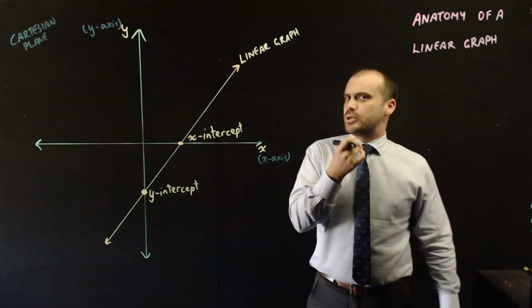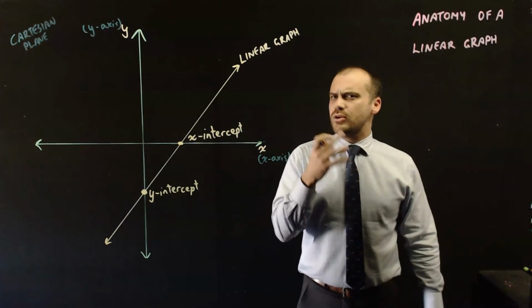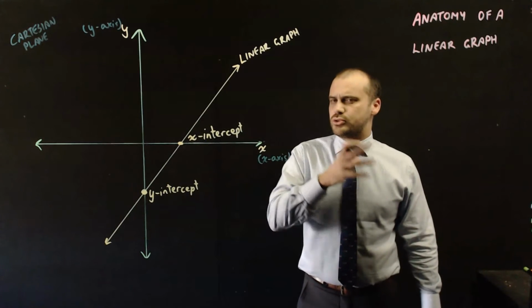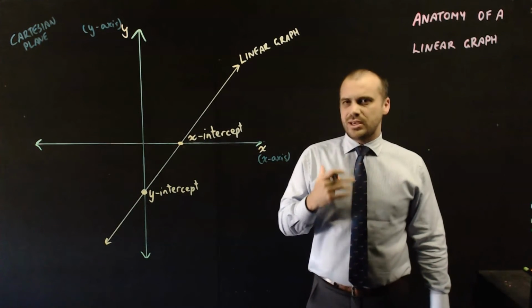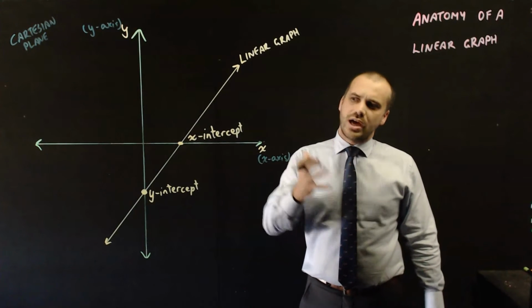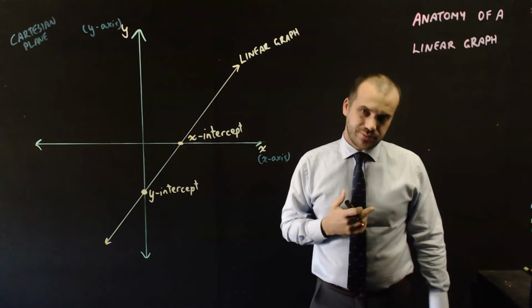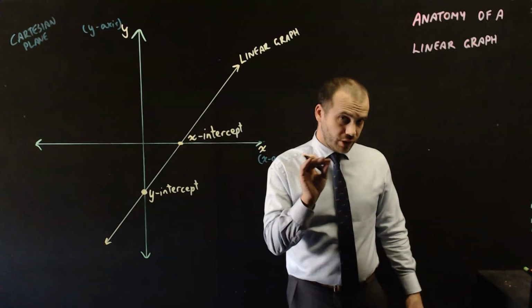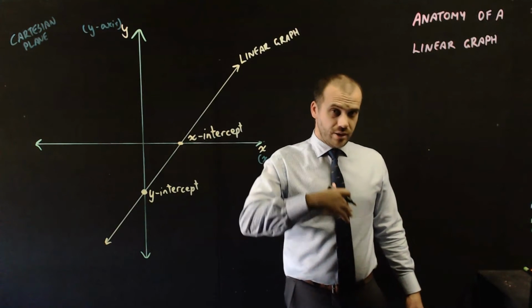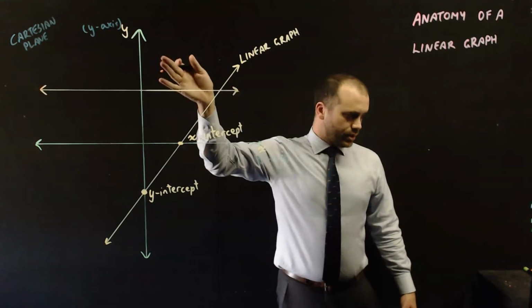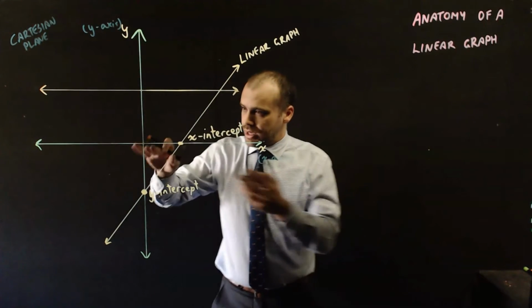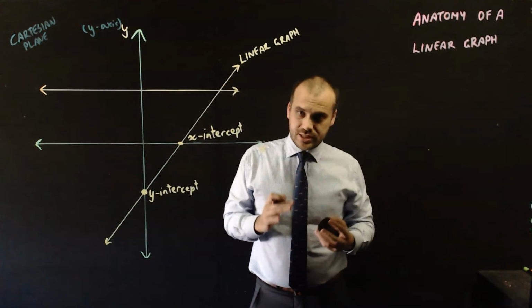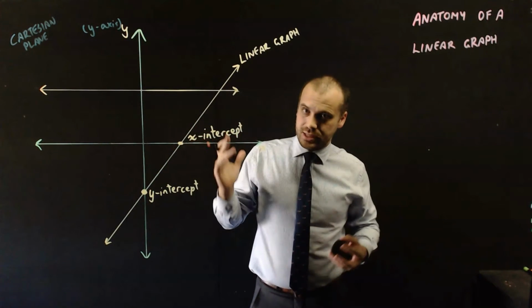Now, the question you want to ask yourself is, do all lines have x-intercepts and y-intercepts? Can you think of a line that wouldn't have an x-intercept? Keep thinking. Have you got it in your head? All right, I'm going to draw one that doesn't have an x-intercept. There it is, right there. It's a perfectly horizontal line. It's never ever going to touch the x-axis, so it doesn't have an x-intercept.